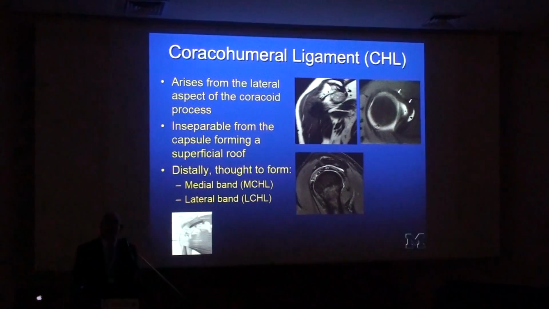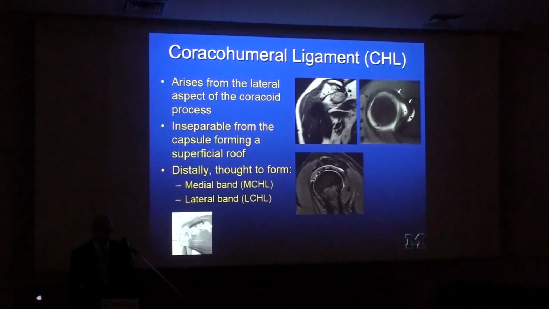The first ligament we'll talk about is the coracohumeral ligament, the CHL. It arises from the lateral aspect of the coracoid. It basically is inseparable from the overlying capsule, and it attaches distally, forming two bands, the medial and the lateral band. We'll talk about this later.